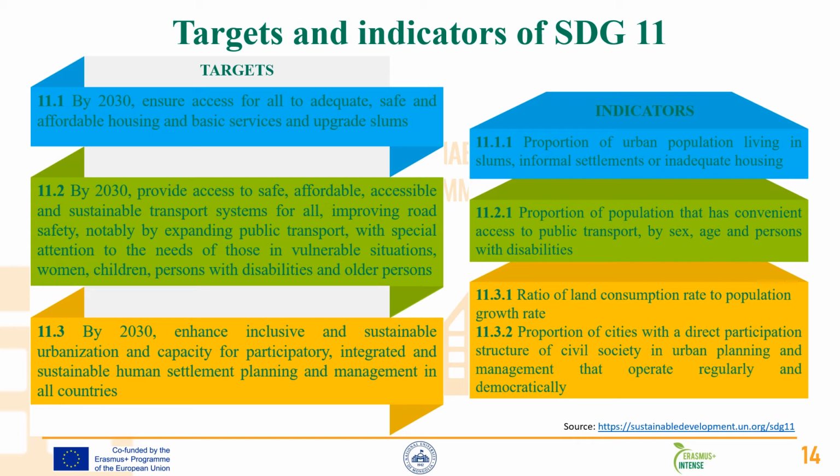The next target is, by 2030, provide access to safe, affordable, accessible, and sustainable transport systems for all, improving road safety, notably by expanding public transport with special attention to the needs of those in vulnerable situations: women, children, persons with disabilities, and older persons. The corresponding indicator for this target is proportion of population that has convenient access to public transport by sex, age, and persons with disabilities.